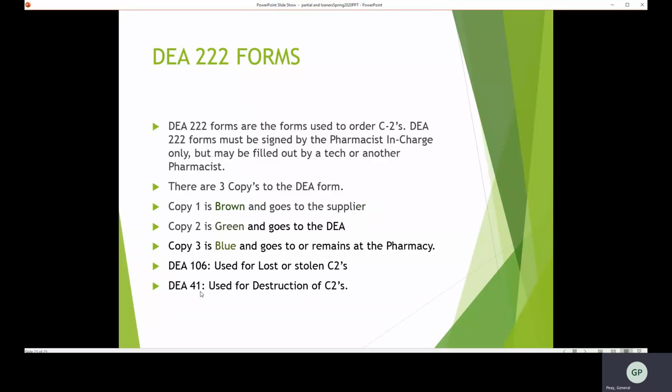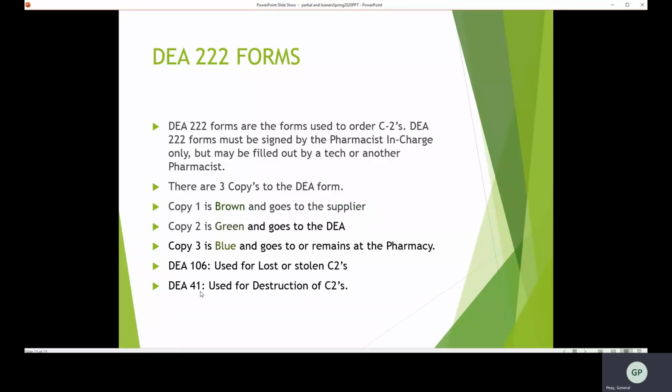Then finally, the last number to remember is the DEA 41. The DEA 41 is for destruction of C2s. Other medications like C3s, C4s, C5s, there are companies that you can send them back to that can get rid of or destroy those medications, or you can return those. But C2s are a little different. C2s have to be destroyed by the DEA.